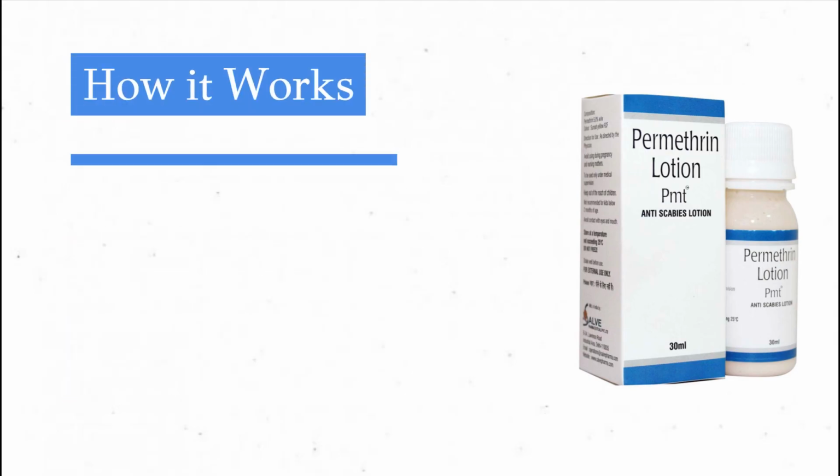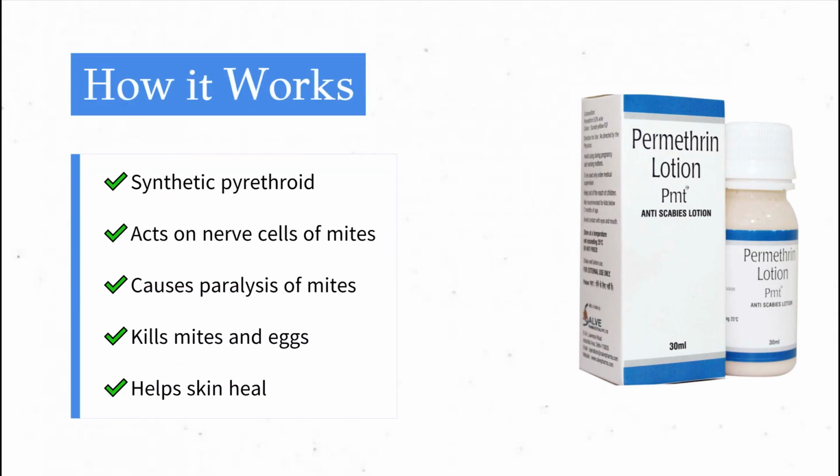How it works. PMT Anti-Scabies Lotion is a synthetic pyrethroid that acts on the nerve cells of scabies mites. It works by disrupting the normal function of nerve cell membranes, causing paralysis and death of the mites and their eggs. This action helps eliminate the mites responsible for scabies and allows the skin to heal.